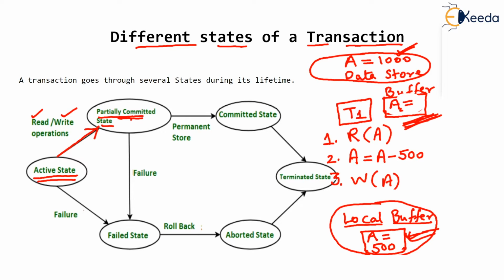But listen, it is still in the internal memory. This value of A is not yet committed, we say. Yes, that's the word. This value of A, which is 500, is still there in the buffer. Due to write A, what has happened is the local copy of T1 was written in the main buffer. So A became 500 in the buffer. But it is not yet committed in the data store. That's partially committed state.